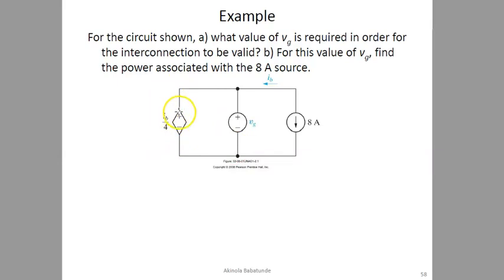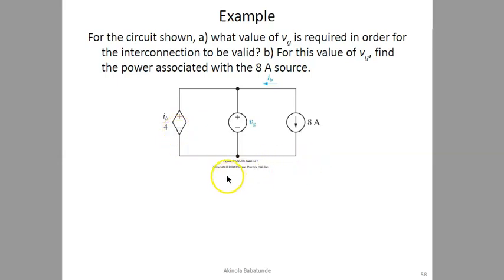Since this voltage is -2 volt, and we said VG has to be equal to the voltage here because they are connected in parallel, again, from the previous explanation we just gave, you would get that concept. So VG would be equal to -2 volt. In the question, they said what value of VG is required in order for the interconnection to be valid. For this interconnection to be valid, VG has to be equal to -2 volt.